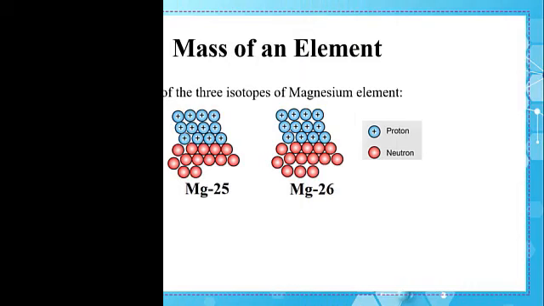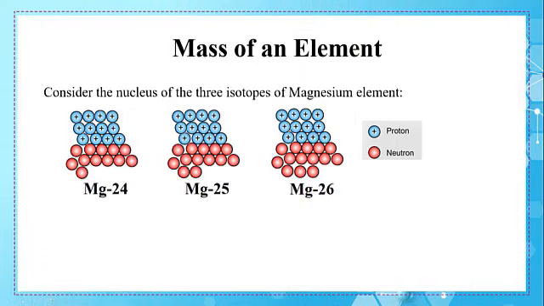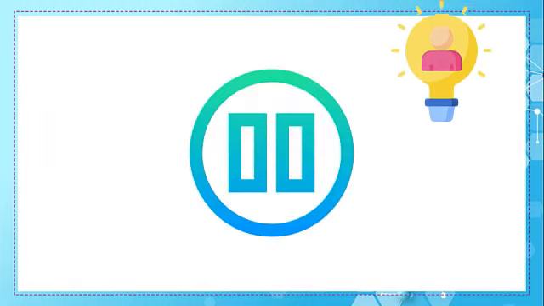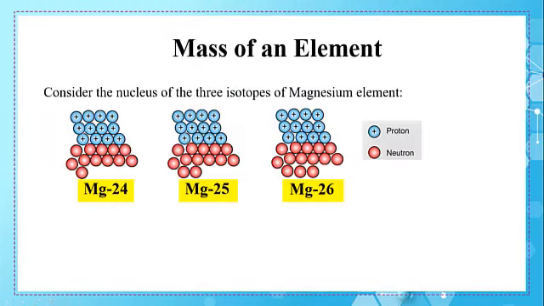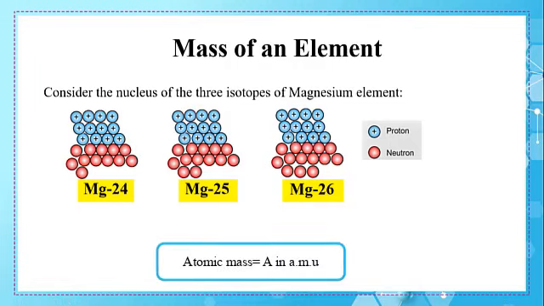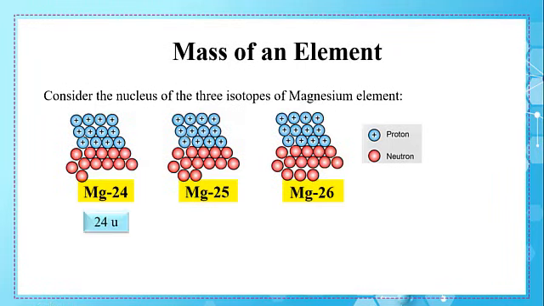Consider the three isotopic forms of the magnesium element: magnesium of mass number 24, magnesium of mass number 25, and magnesium of mass number 26. Listen to the question. What's the mass of each magnesium atom in AMU? Pause the video and think of the question. In the previous session, you've learned that the mass of an atom is equal to its mass number but in unit U. So the mass of magnesium 24 is 24 U, and that of magnesium 25 is 25 U. Similarly for magnesium 26, which is 26 U.